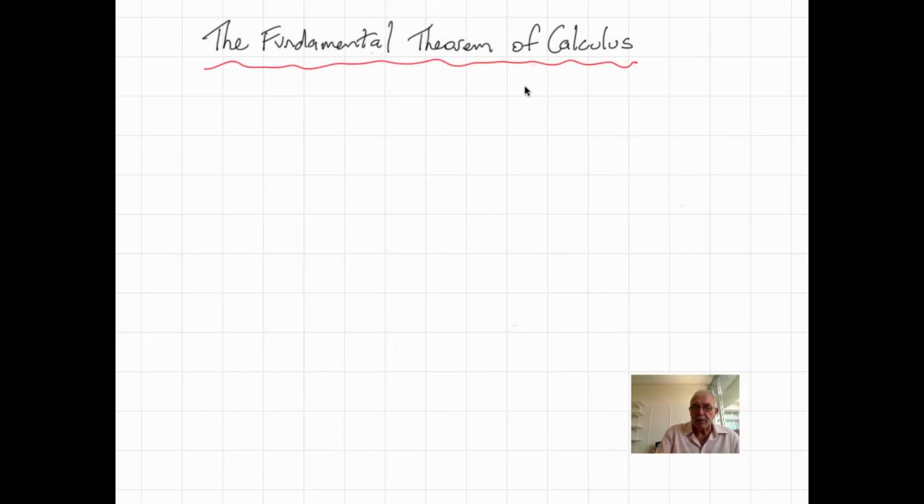By the very nature of what it's called, the fundamental theorem of calculus. It's an important theorem. It's the fundamental one, and it's one that you should remember. And it goes a little bit like this.